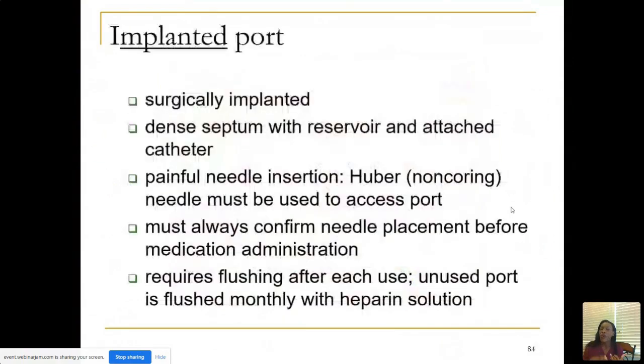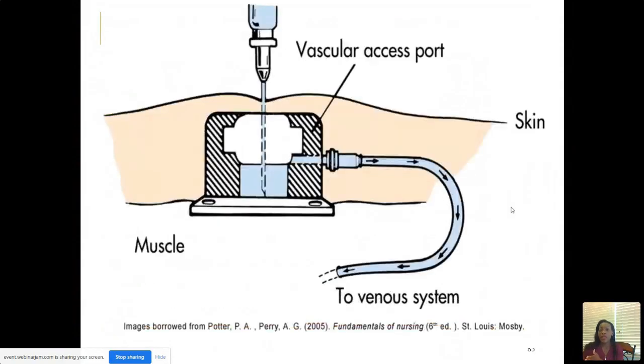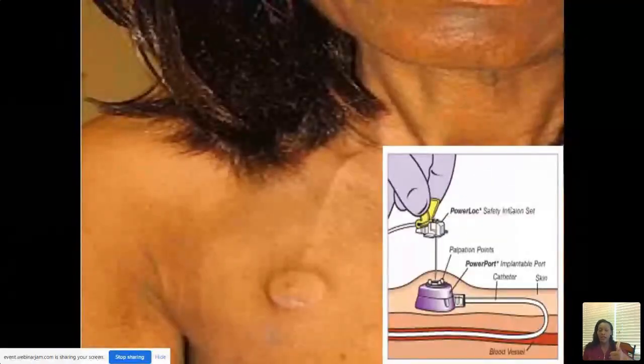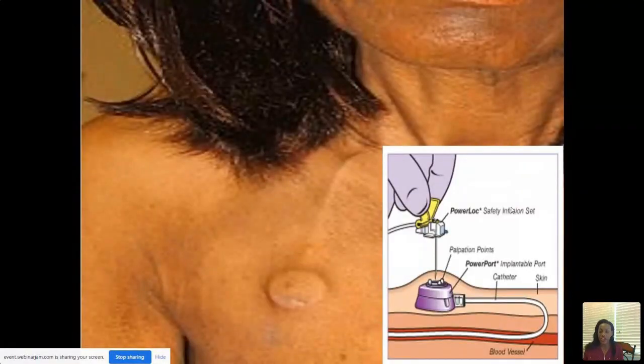So recap, they're all surgically implanted. Your PICC, tunneled, non-tunneled, require dressing changes. They require regular measurement. They require you to use sterile technique. Okay, now let's talk about the port. The port is different. Number one, less risk of infection.